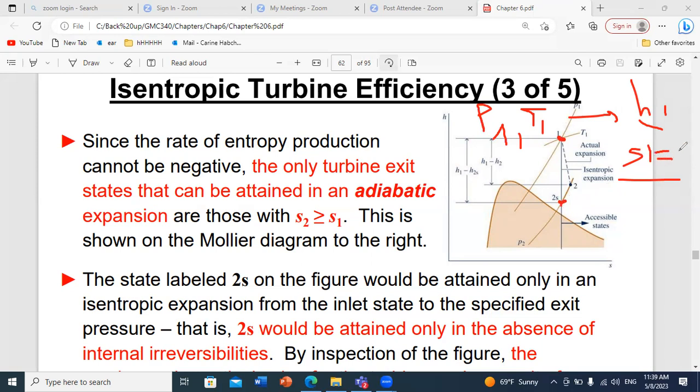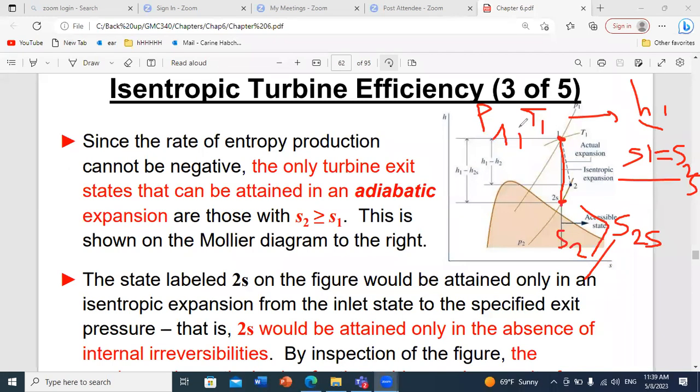S2 should be equal to S1. So if they tell you isentropic or adiabatic reversible process, then S1 equals S2S. Why do they put an S next to it? Why do they call it S2S? That is the value of S2 when it is an isentropic process. So if the process is isentropic, S2 will be equal to S2S, whereas if it is an irreversible process, S2 has to be larger than S2S. So in general, S2 is equal to S2S if the process is isentropic, or larger than S2S if the process is irreversible. Okay?